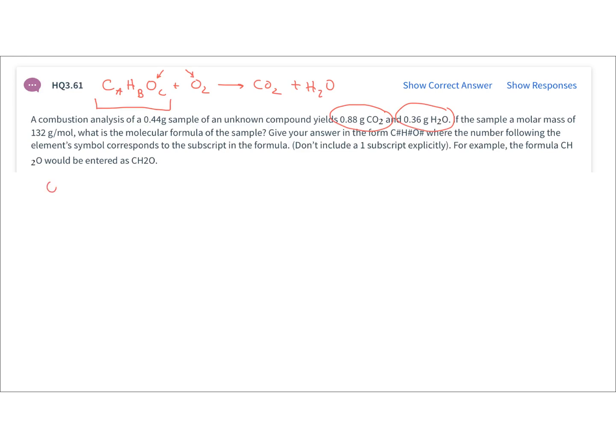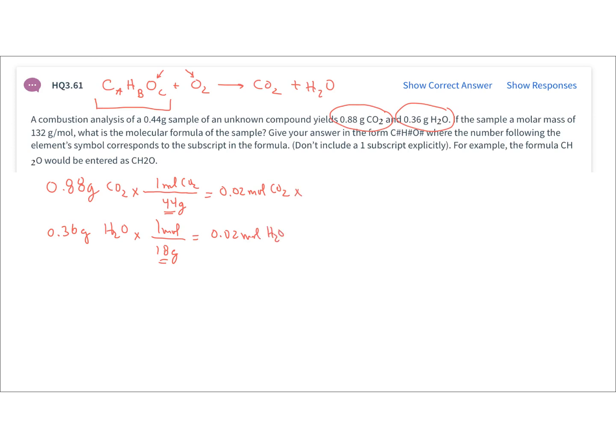So I have 0.88 grams of CO2, and I know that 1 mole of CO2 is 44 grams. You do the same calculation with water, 0.36 grams of water at 18 grams per 1 mole. That's the molecular weight of carbon dioxide, and that's the molecular weight of water. That gives me 0.02 moles of CO2, and also 0.02 moles of water.